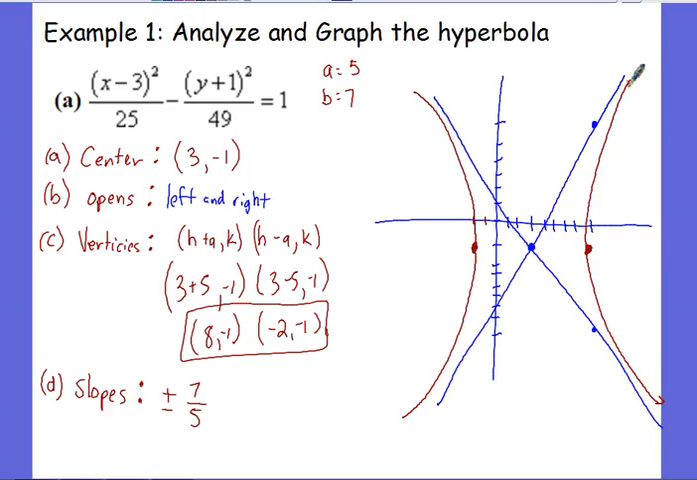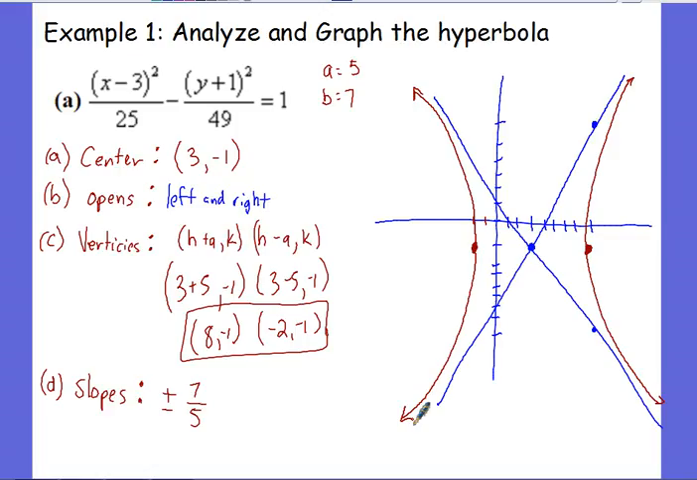Okay? So the red line, this is the actual function. This is the actual shape of the graph. The blue lines are just my asymptotes to kind of tell me where to put these. Okay?